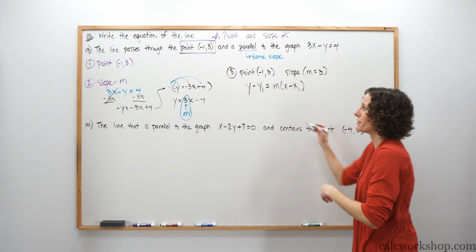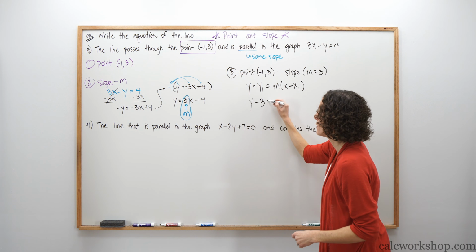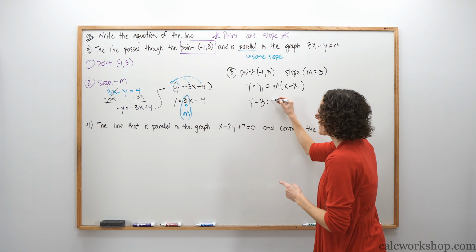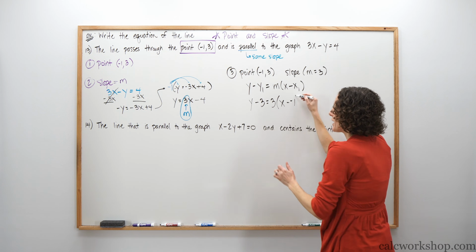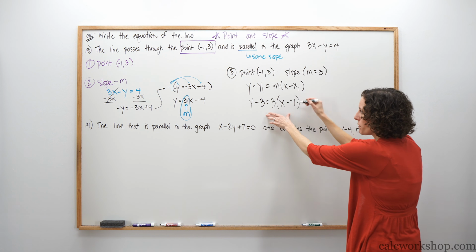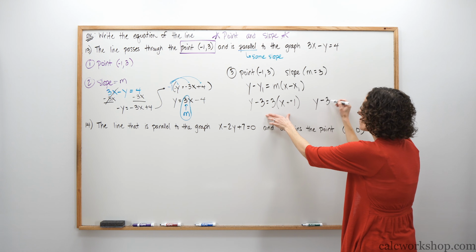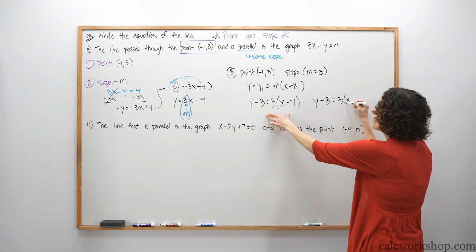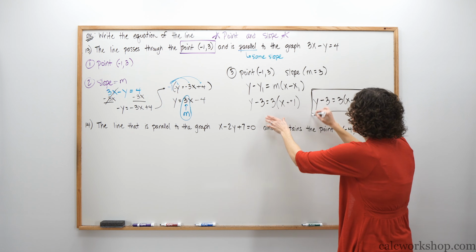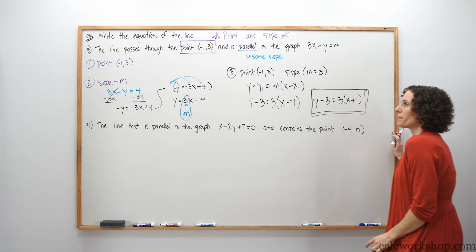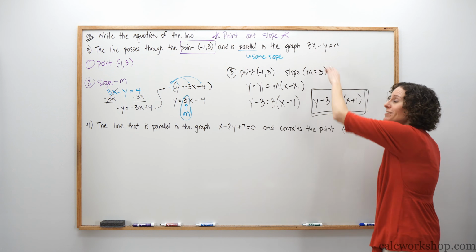So let's drop everything in. We have y minus y1, which is 3, equals m, which we found to be 3, and then x minus x1, which is negative 1. All I got to do is simplify. Two negatives make a positive, and we are left with y minus 3 equals 3 times the quantity x plus 1. This is the equation of our line that goes through that point and is parallel to that line.